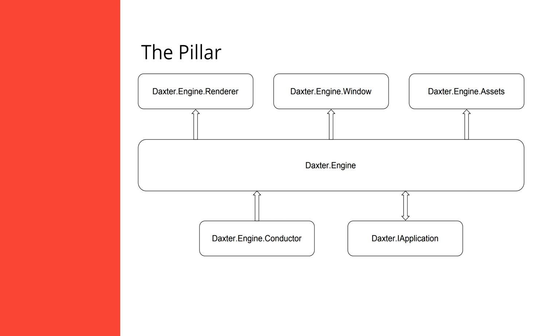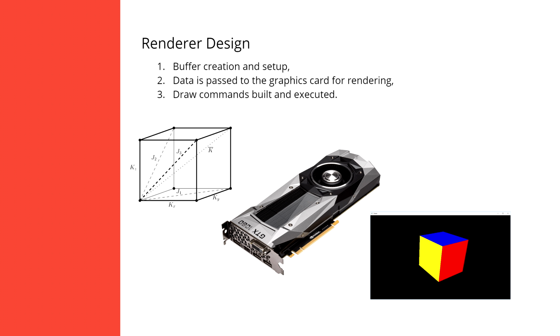With the work completed so far, I've developed an early version of the renderer interface and implementation. The renderer dictates how objects are drawn to the screen. This is done in 3 distinct steps. Firstly, buffers are created with data defining what it is we're drawing. Secondly, those chunks of data are passed to the graphics card for drawing.